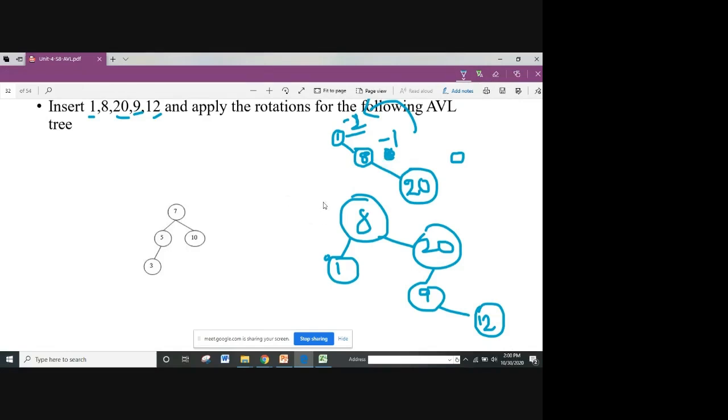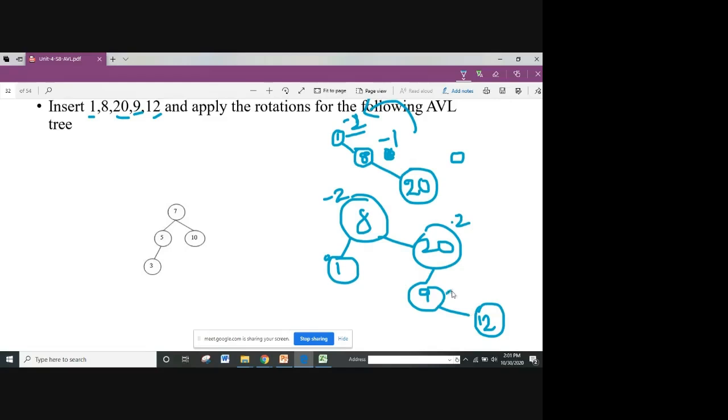What is the balance factor of 8? Tell me. -2. Okay, 0, 1, 1, 2, 3, so 1 minus 3 is minus 2. Next, this one? 2. How is it minus 2? There is no 0, that is 2 minus 0. So 2. Okay, so this is 0.